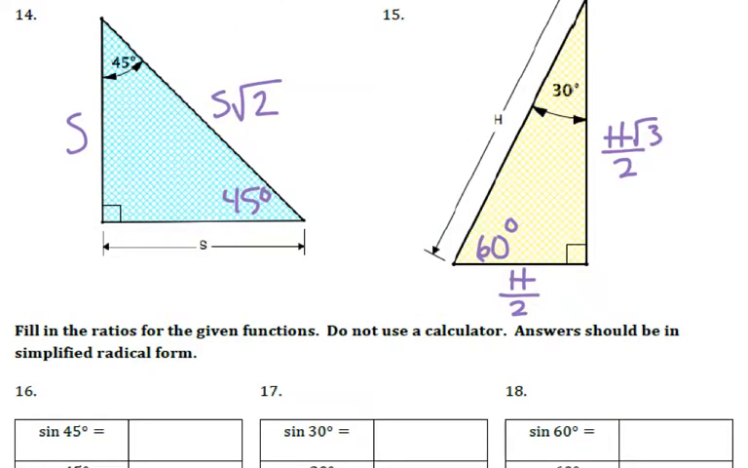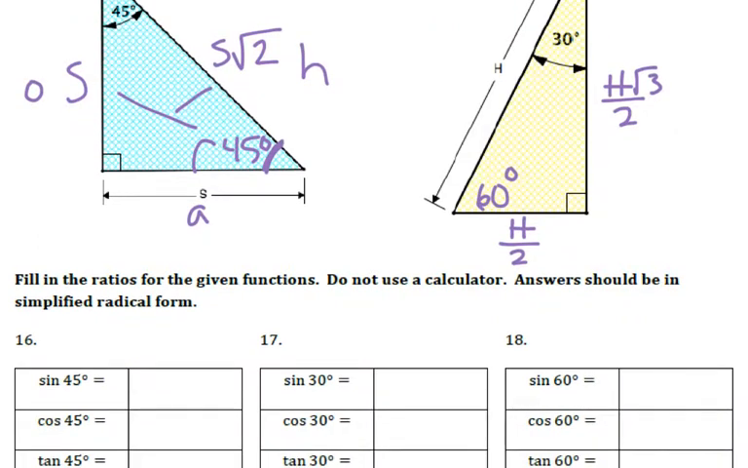So if we think about this, think about the sine of 45 degrees. Well, regardless of which one we choose, that's the adjacent, that's the opposite, that's the hypotenuse. So the sine is opposite over hypotenuse, so it's going to be s over s square roots of 2. Okay, that's going to cancel, and we'd end up with 1 over the square root of 2, but we can't have that. So we have to multiply that by the square root of 2 over the square root of 2. So it'd end up being the square root of 2 over 2 when you simplify it.